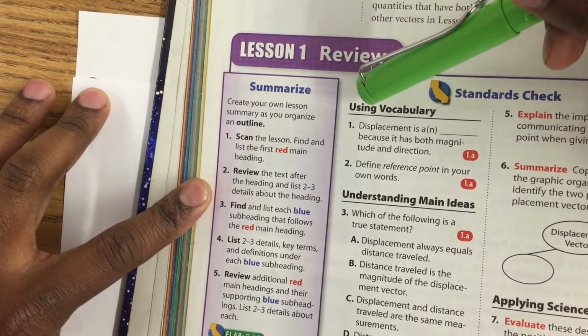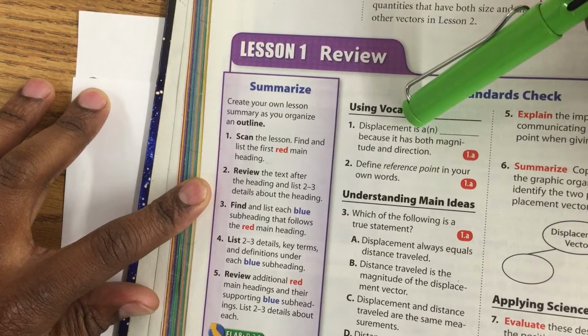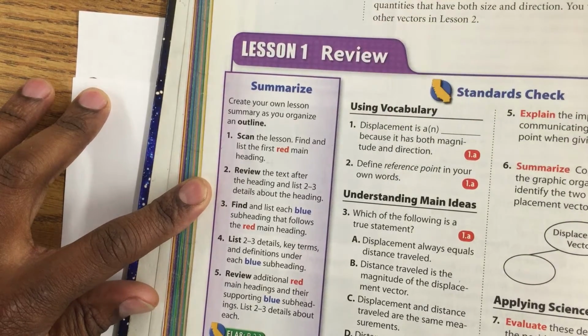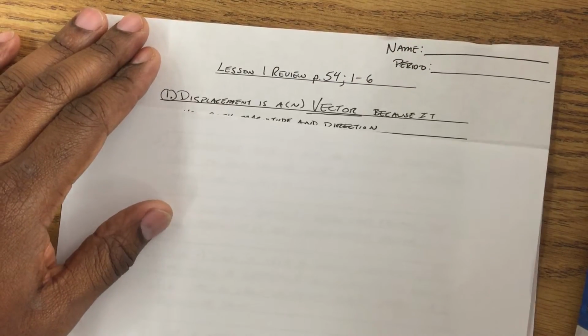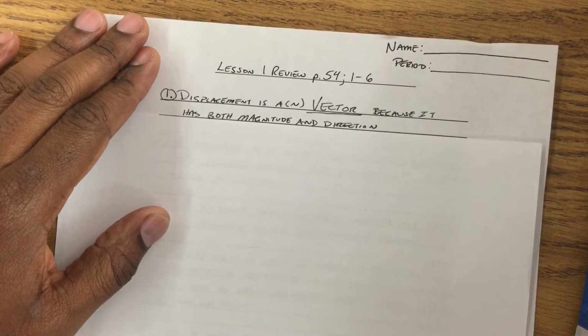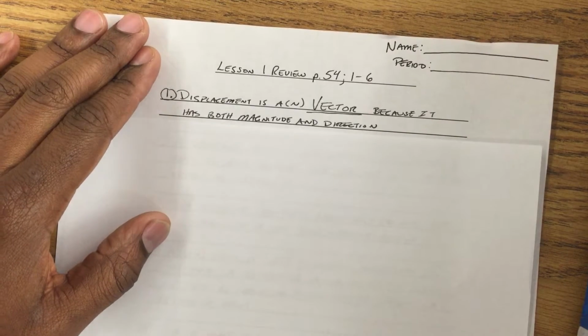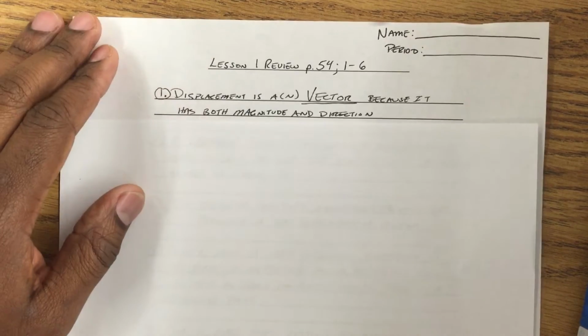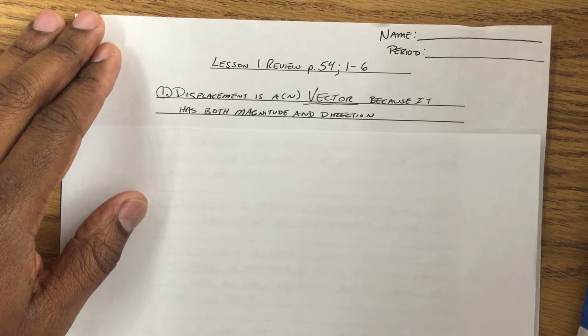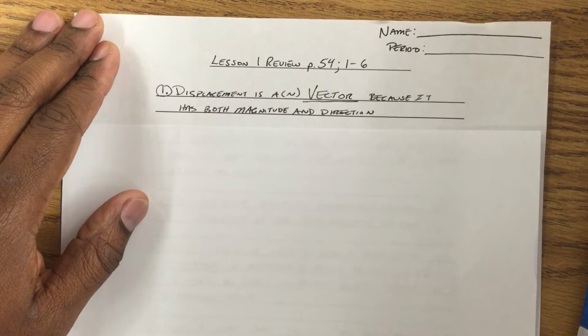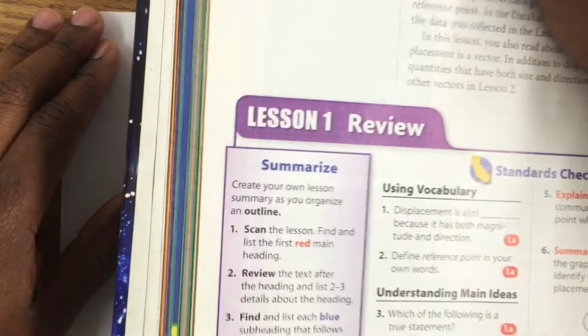Number 1 says, displacement is a blank or blank because it has both magnitude and direction. I'm pretty confident that you know that means displacement is a vector because it has both magnitude and direction. So you should have that written down on your paper. You can pause this video to make sure you get what you need.